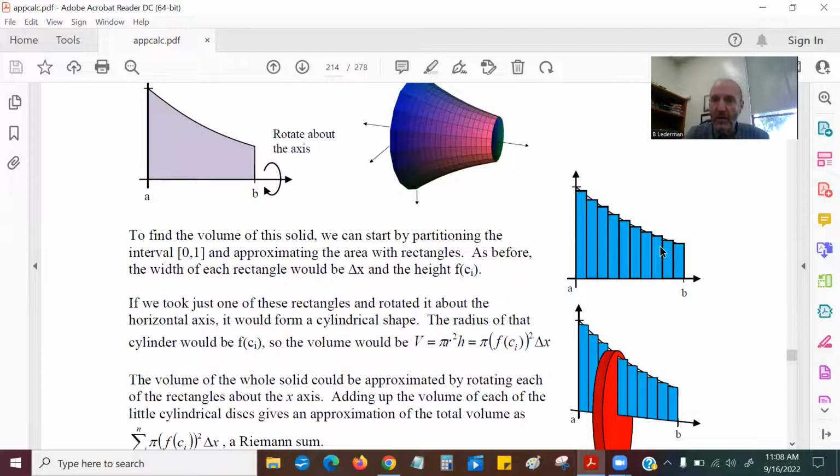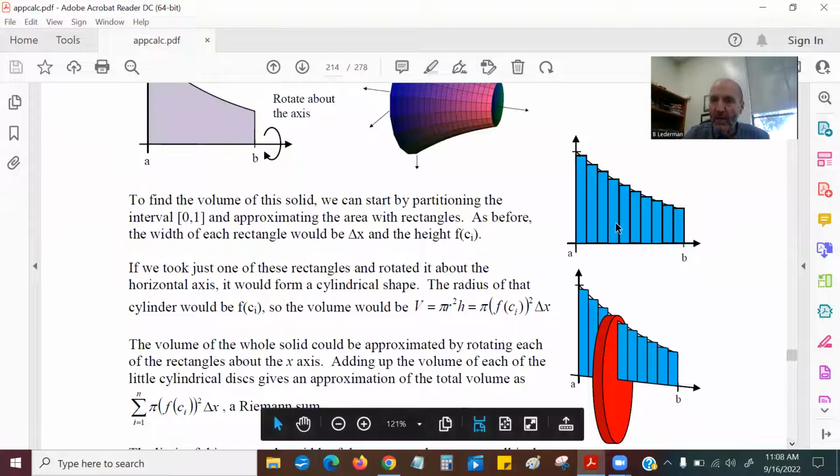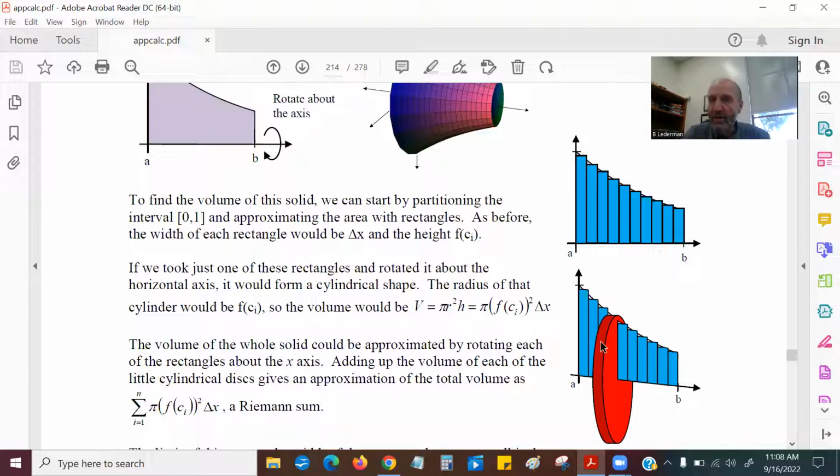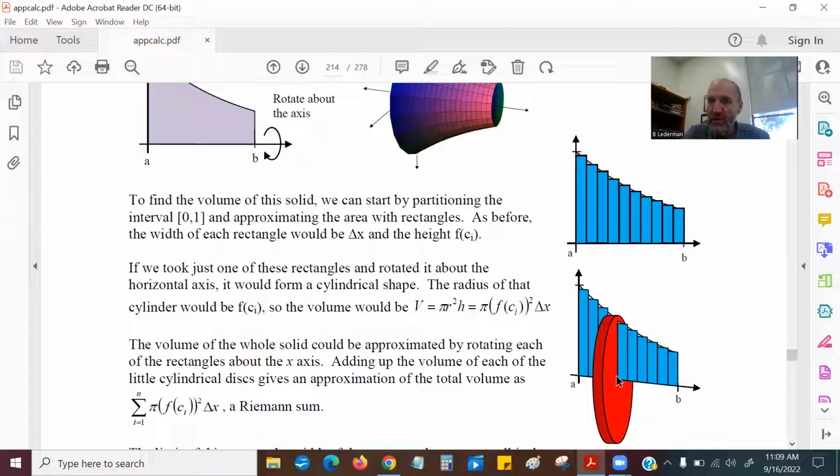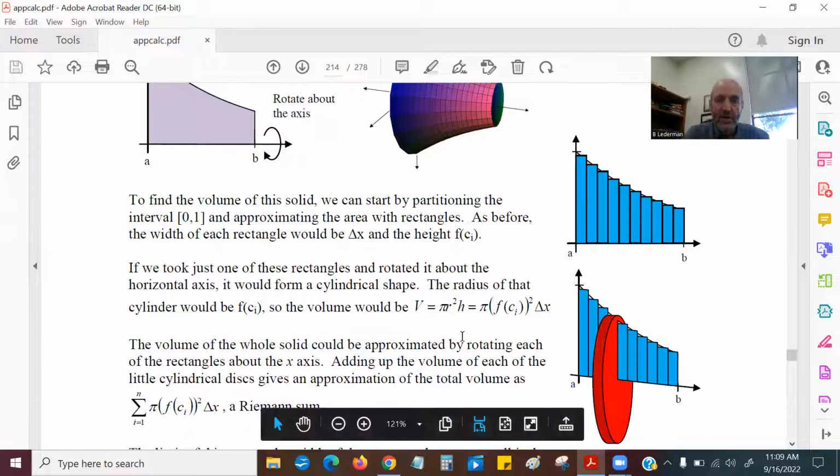So too, if I take these rectangles and rotate them around, if I pick any individual rectangle out and rotate it around, it creates sort of a little disc. The area of the circle here is just pi r squared. I learned that in geometry. The thickness here, that's my delta x. So the volume of this red disk is going to be pi r squared times delta x. Now, what is r? The radius of the circle is really the y value of this curve at that particular point, otherwise known as the f of x value.